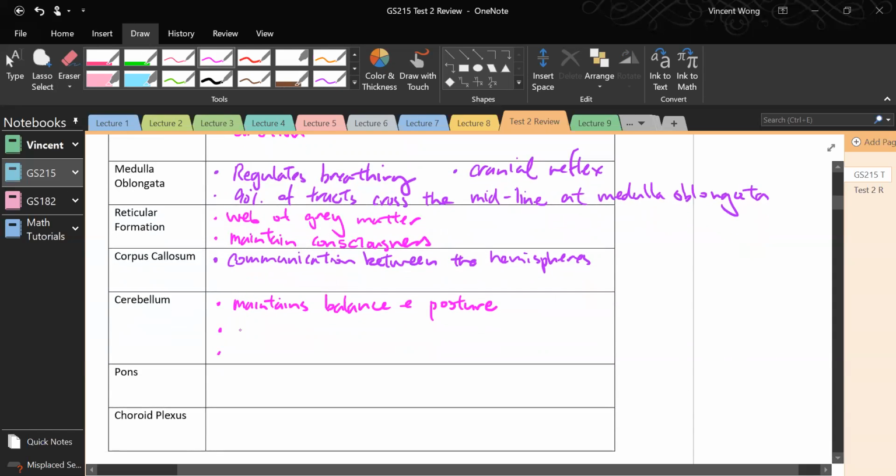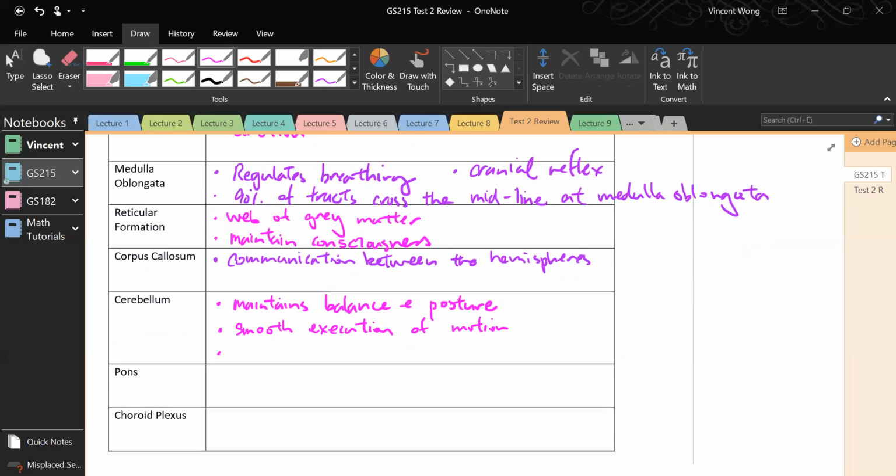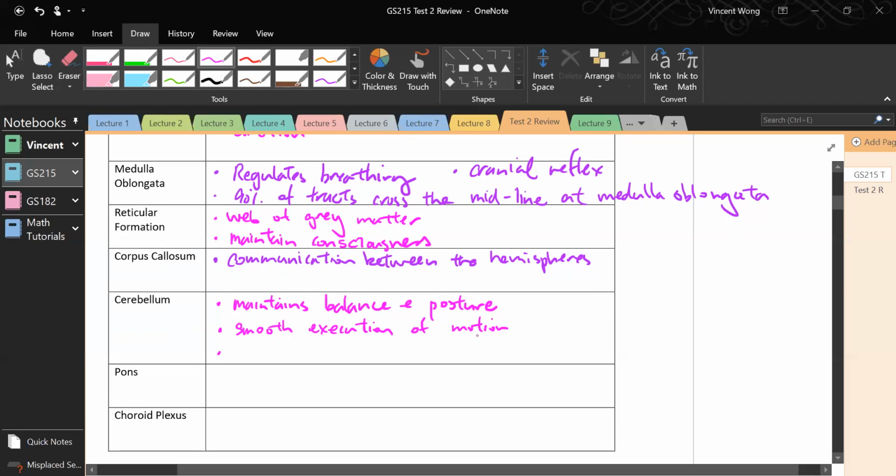Okay. Another function of cerebellum is to ensure smooth execution of motion. Okay? If you're trying to ride a bike, shoot a basketball, type on the computer, all these things can happen seamlessly without pausing, without jerky motions, because the cerebellum works with the frontal lobe to ensure it's happening in a smooth manner.